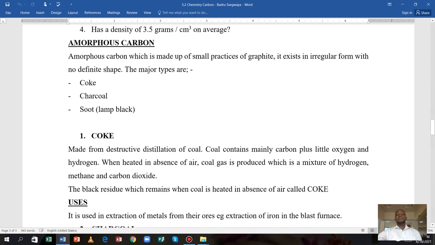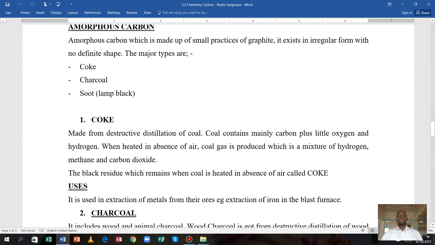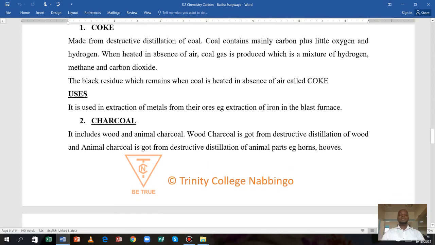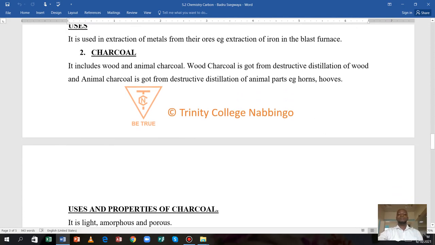The amorphous forms of carbon, amorphous meaning they lack form or they lack a regular shape, include coke, charcoal, soot, or lamp black. I'll begin with charcoal. Charcoal is of two forms. We have wood charcoal and animal charcoal. Wood charcoal is got from destructive distillation of wood. This means burning wood in absence of air. Animal charcoal is got from destructive distillation of animal parts, such as horns and hooves.